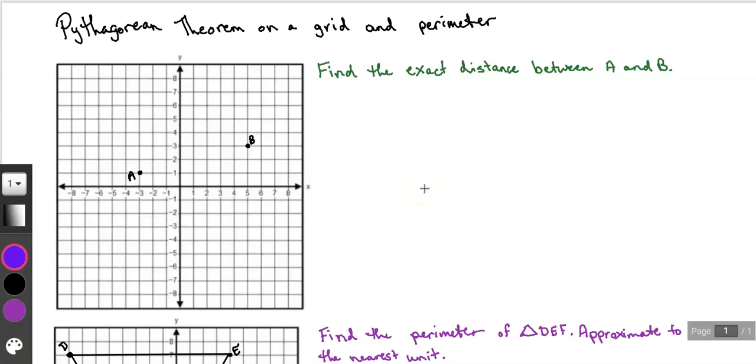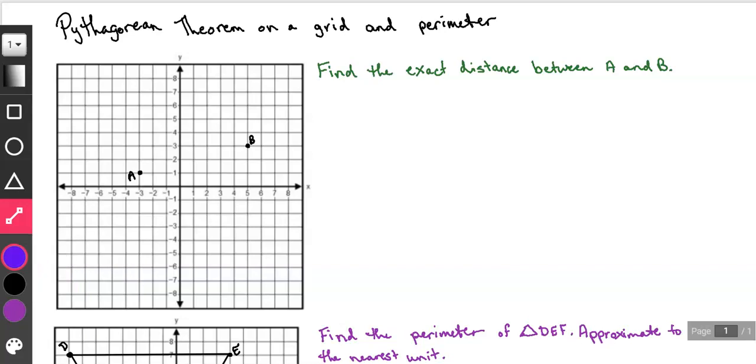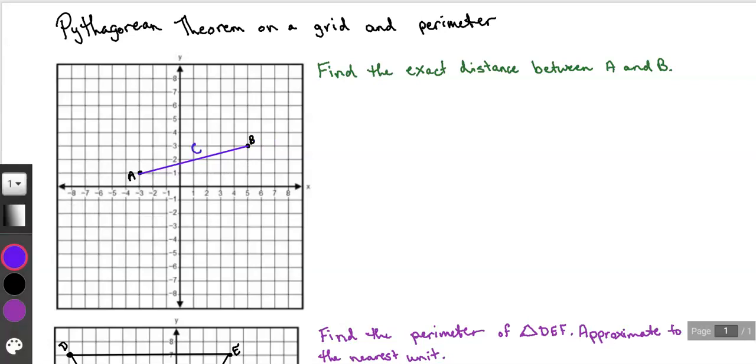So another way that Pythagorean theorem questions can be given to you is on a grid, so it's on a picture. The biggest difference here is that you actually have to draw the triangle. The distance they're asking me for is this distance between A and B, so if I draw a straight line there, this is going to be my hypotenuse, my C value. That's what I'm looking for. Now I need to draw the rest of the triangle as well.